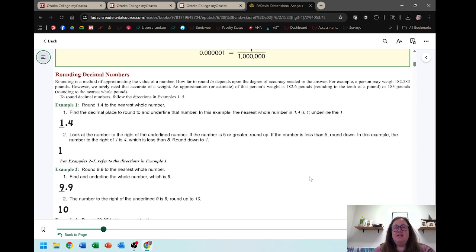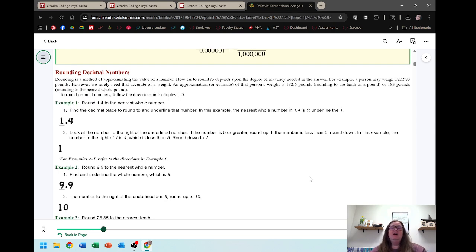So rounding decimal numbers. This seems to be one of the more difficult concepts to remember throughout the course. There are going to be very specific rounding rules for you throughout the course, and we're going to give you directions. For example, round to the nearest whole number, round to the nearest tenth. And so you have to be aware and familiar with what place value is where in order to be able to round to that specific place.